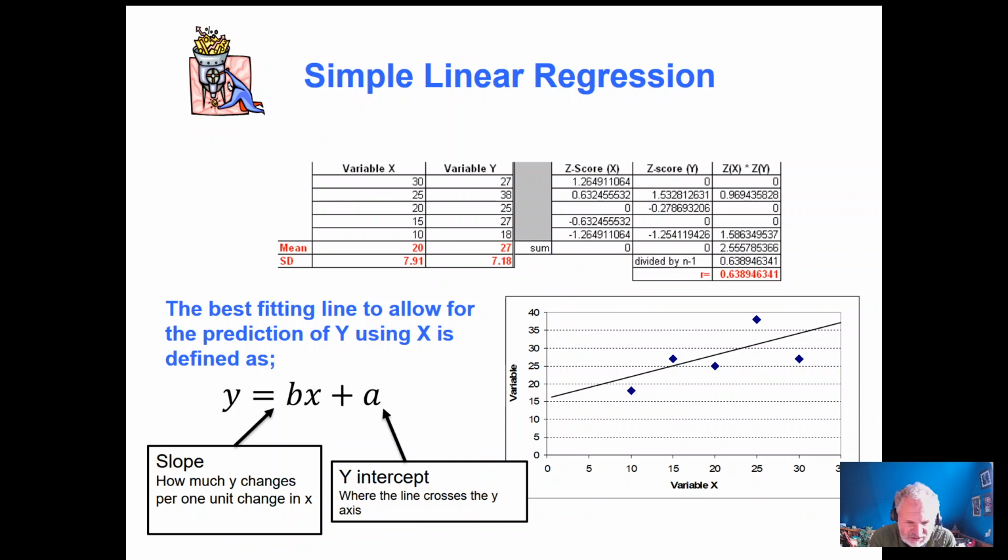And in a Cartesian two-dimensional plane, to define that line, I need to know what the slope of the line is for every unit of x. How many units of y does the value of y change? So if I go over 1 unit of x, how many units of y do I go up? And a is the y-intercept. That's where the line crosses the y-axis. So having those two pieces of information allows me to define that straight line, which is the best fitting line.